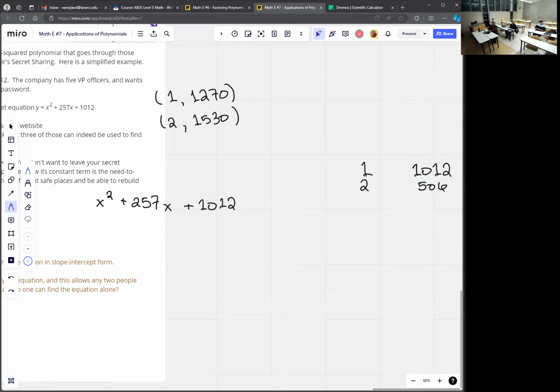4, is 4 going into this? The last two digits are 12. 4 goes into 12, so 4 is going to go into this. So it's going to be 4 times something. It's going to be, what, 250? 4 times makes 1,000. So 253, did I do that right? Yeah. Oh, and look, those add up to 257.